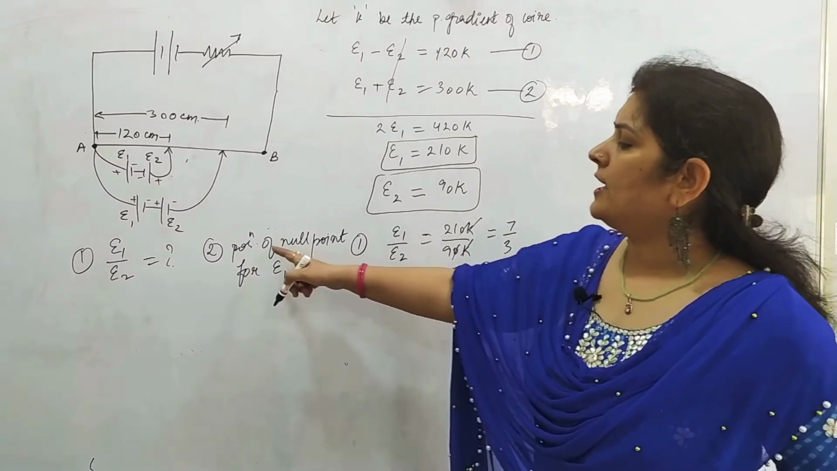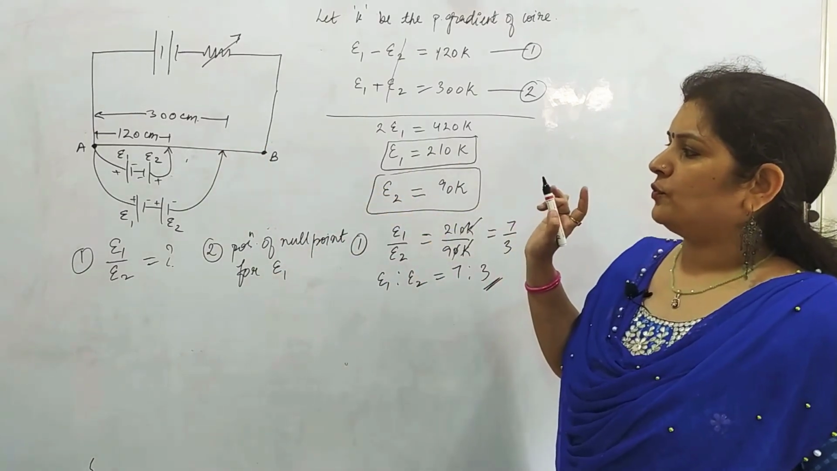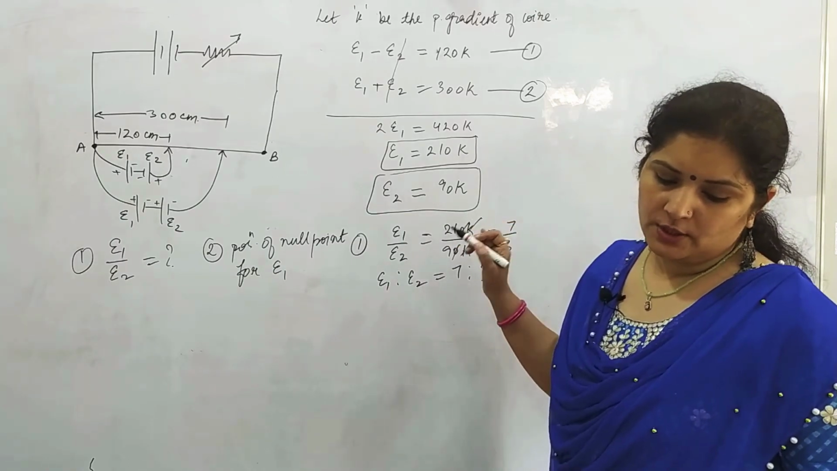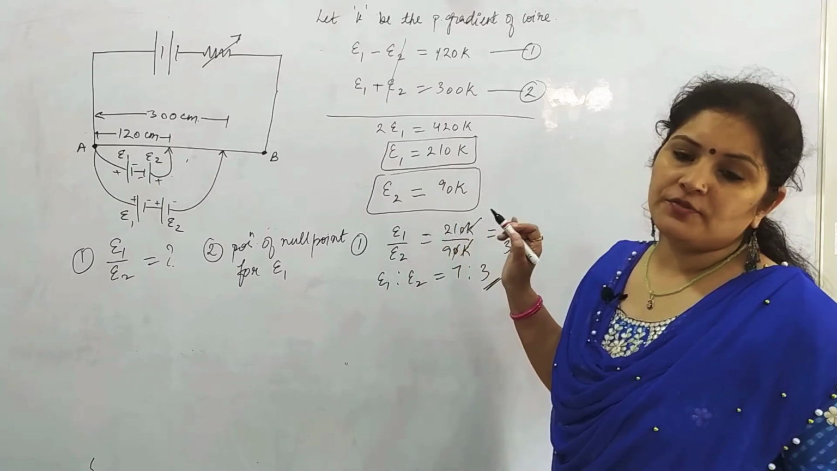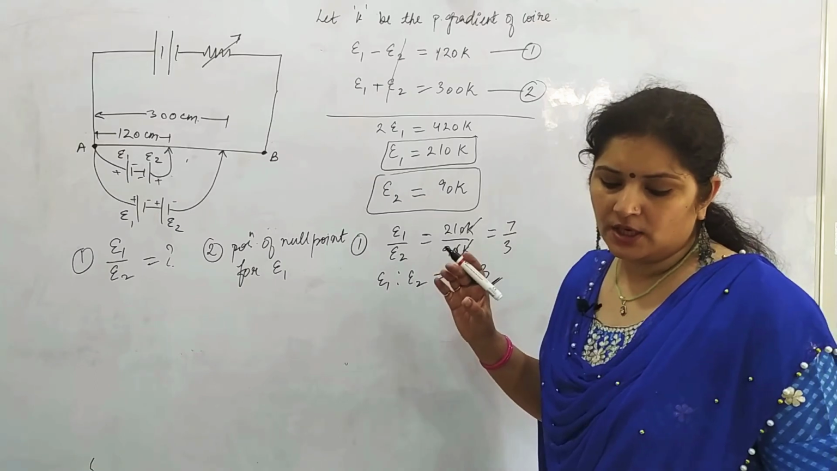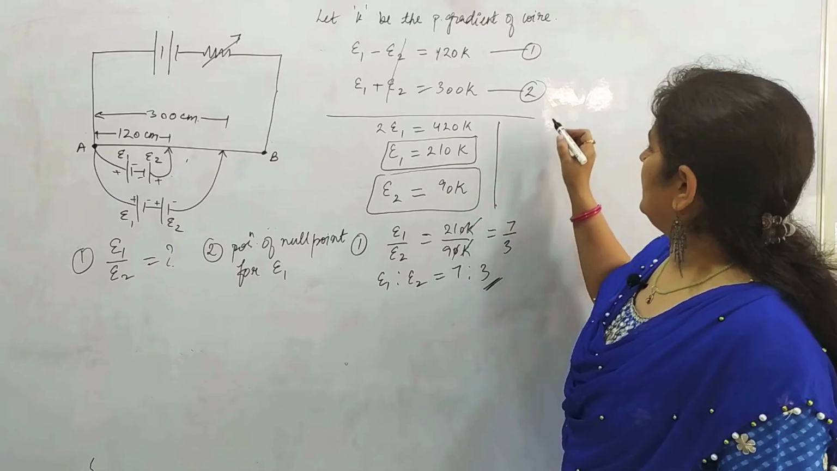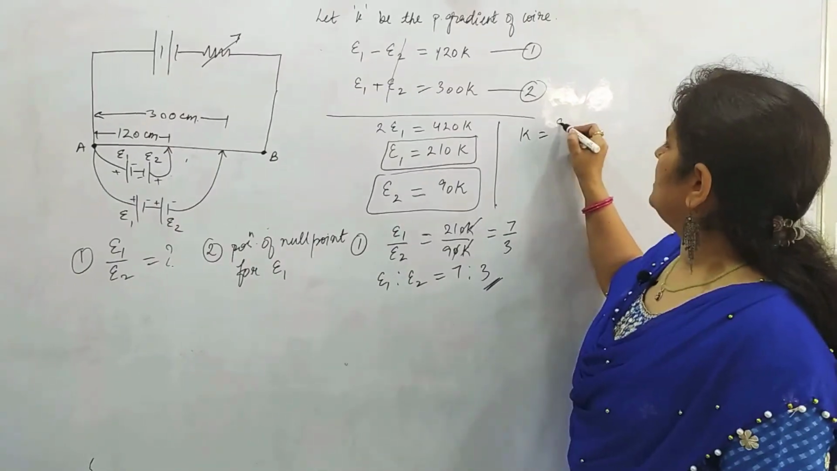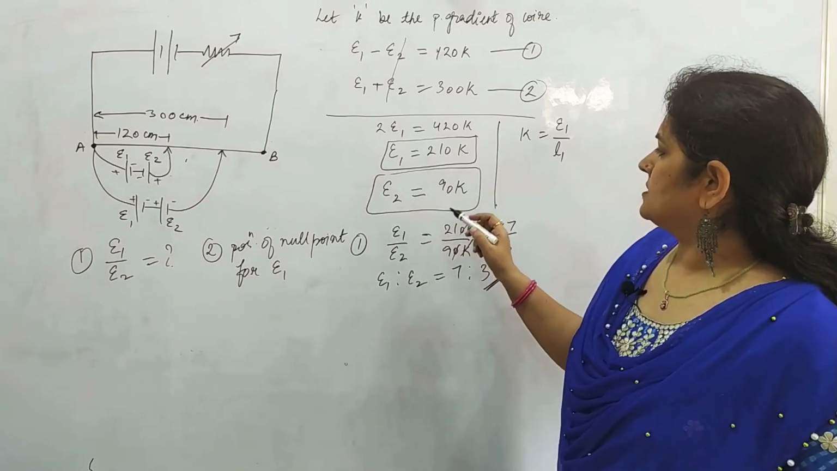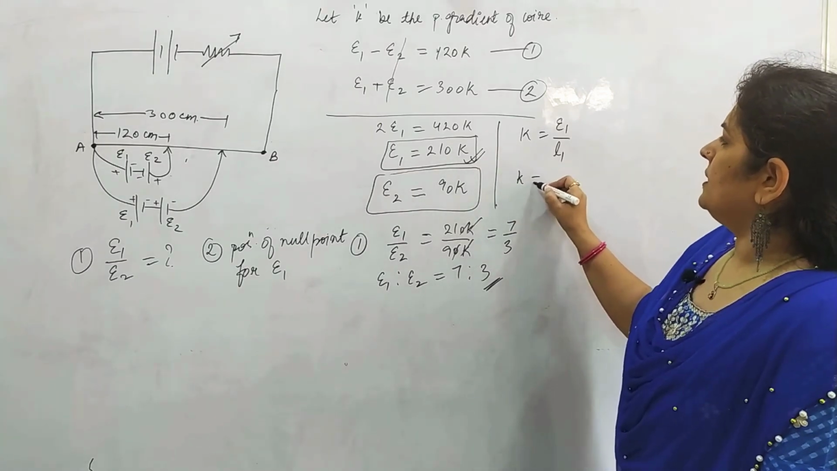Right? After solving this, what has been asked? Position of null point of E1. Out of these two, the null point of E1 we have to find. What will be the position of null point of cell E1? Suppose we are only connecting cell E1, then the length L1 will be the null point of E1. Right? So, can we not write K is equal to E1 upon L1? Now we have K. Yes. We have E1 in terms of K. So what could be K?